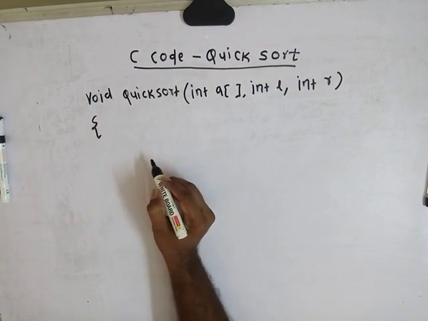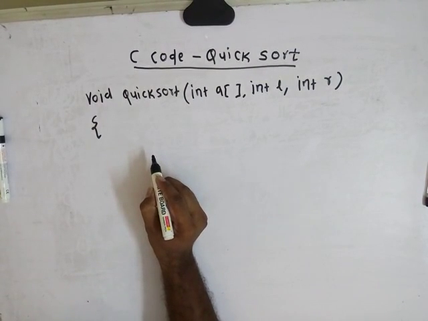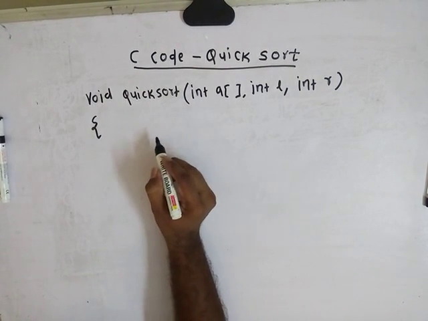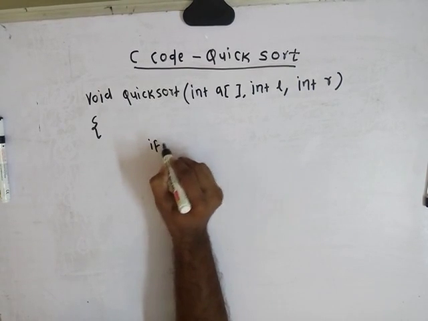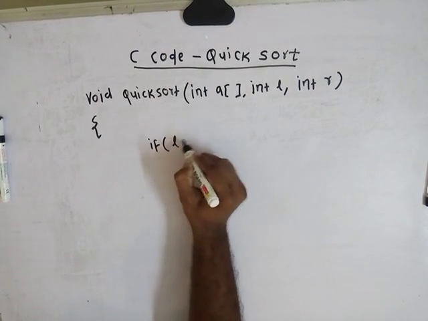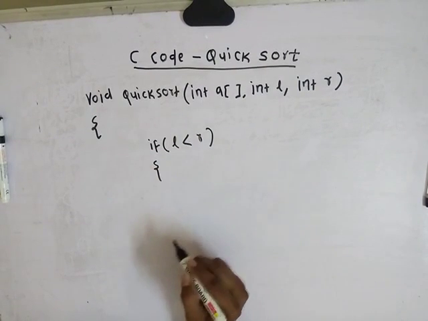Before doing any sorting or any procedure, we'll check whether the array contains elements or not. Right? So that can be checked by simply checking the value of L and R. If L is less than R, then only there are some elements in the array and we need to sort them. So if L is less than R, we'll do the sorting procedure.